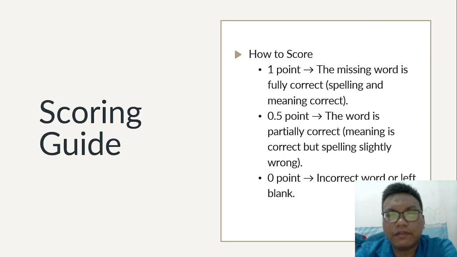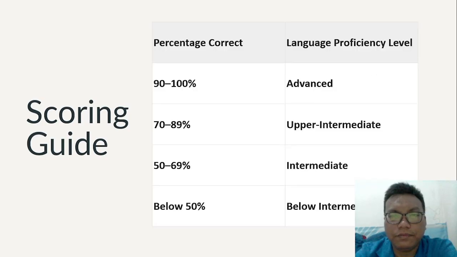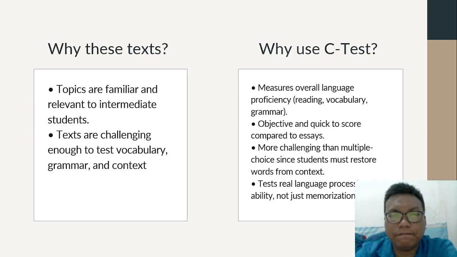So how to score? We have 1 point if the missing word is fully correct, spelling and meaning. 0.5 point if the word is partially correct, meaning is correct but spelling slightly wrong, and 0 point for an incorrect word or left blank. And this is the percentage scoring guide. 90 to 100% is advanced, 70 to 89% is upper intermediate, 50 to 69% is intermediate, and below 50% is below intermediate.